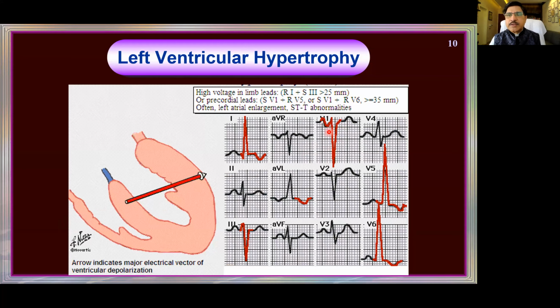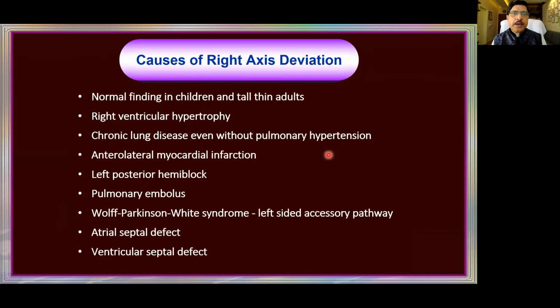The reason why we see deep S waves is that the majority of the electrical impulse, because of the huge left ventricle, is going leftward. Any lead here on the right ventricle, the impulse is going away from that. It registers a negative deflection. Is that clear? Okay, sir. Yes, sir. Now, let us see.